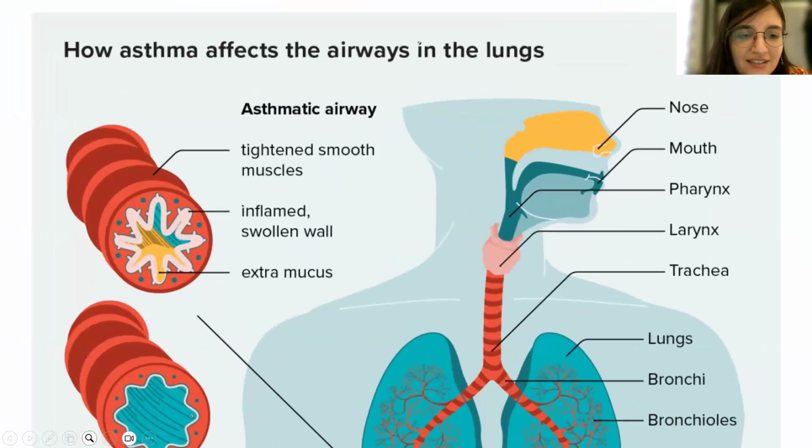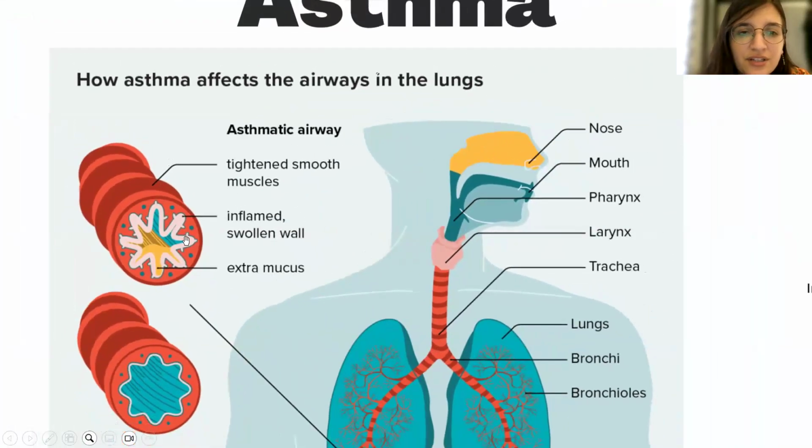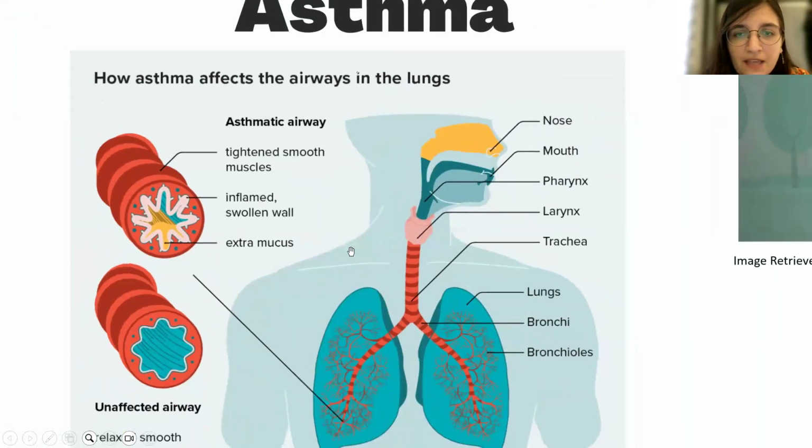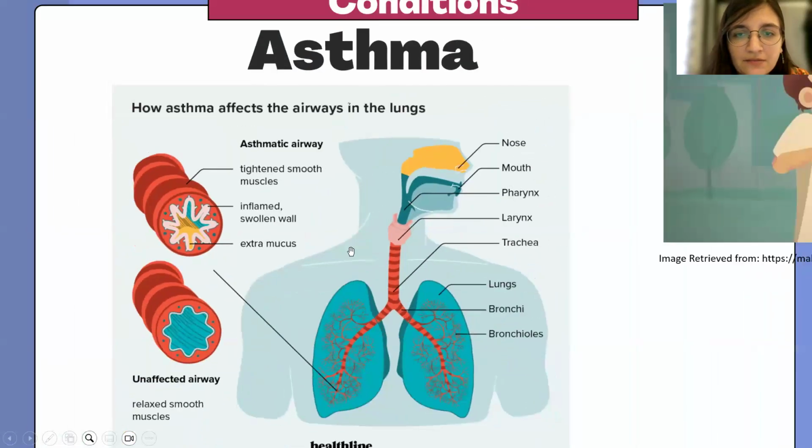Over here, you see it's very relaxed. There's lots of capacity and space. But over here, the muscles have tightened, and then you see inflammation and swollen walls. There's a lot of extra mucus, which makes it very difficult for the person to breathe. I put this picture for you all to refer to later on as well.